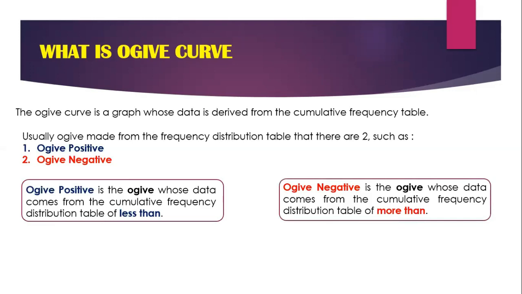Is it clear, everyone? So what is the description of Ogive positive? The Ogive positive curve is increasing. But Ogive negative is a decreasing curve.